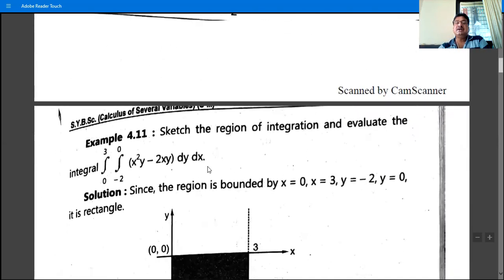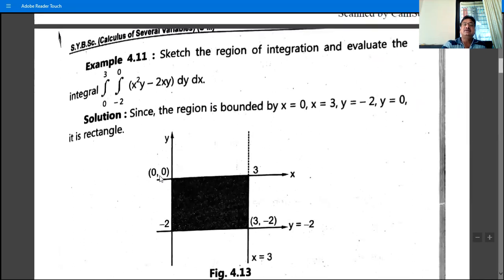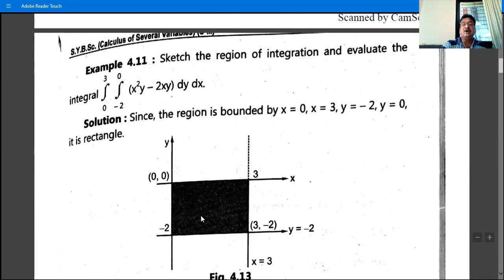The next problem is to sketch the region of integration and evaluate this integration. So first we have to sketch the region of integration. So how can we sketch the region of integration?